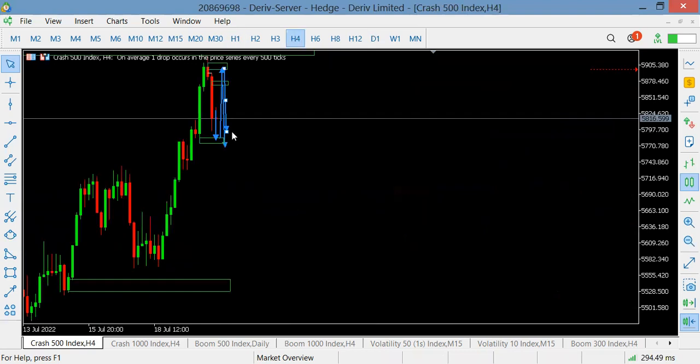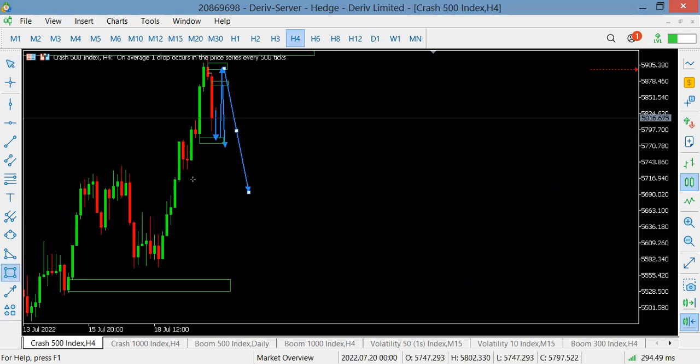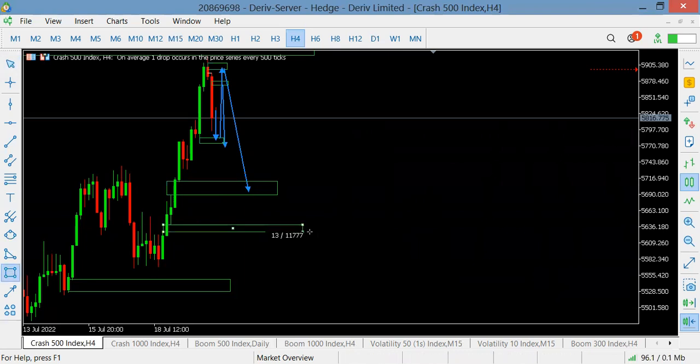Okay, as you can see, I'll be looking to exit around this region, because if you look closely, you're going to see an imbalance in this zone. An imbalance in this zone. Also, there's an imbalance in this zone. I'll be looking to exit.